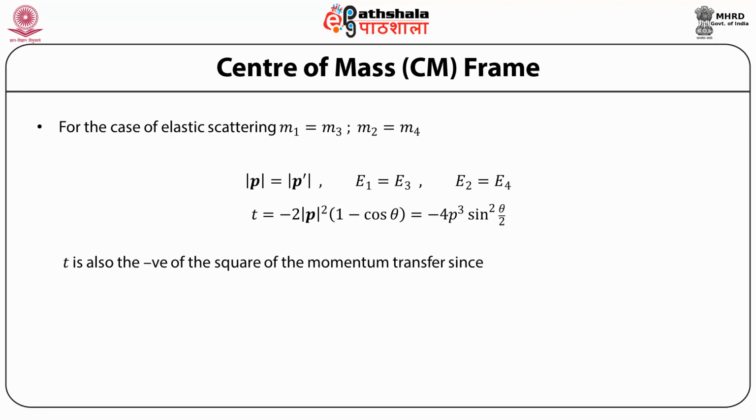T is also the negative of the square of momentum transfer, since T is equal to (P2 minus P4) whole square, which is equal to minus of (vector P2 minus vector P4) whole square, which is equal to minus Q square.